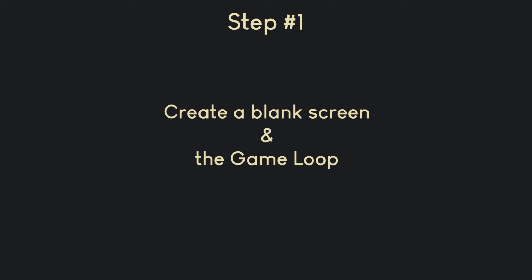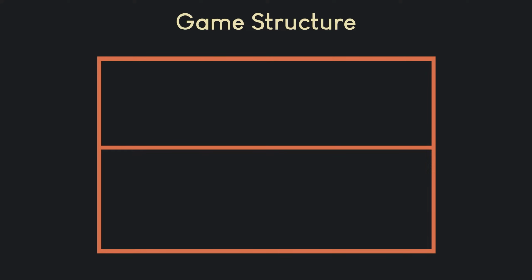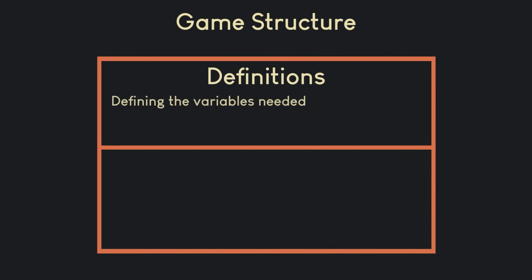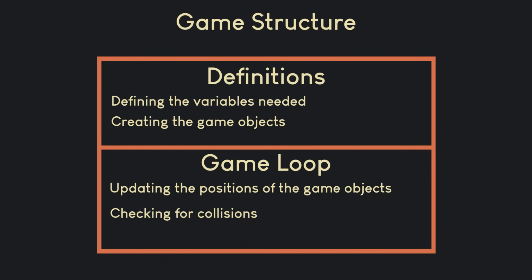The first step in building our Tetris game is to create a blank screen and set up the game loop. Before we start, it is important to understand the structure of a game. Every game consists of two parts: the part where we define our variables and game objects, such as the grid, the blocks, and the user interface, and the game loop, which is responsible for updating the positions of the game objects and checking for collisions.